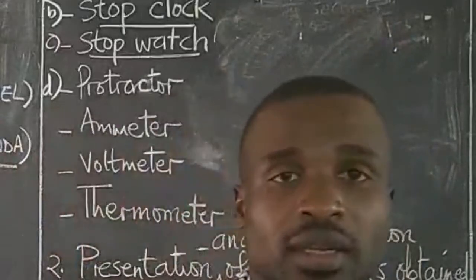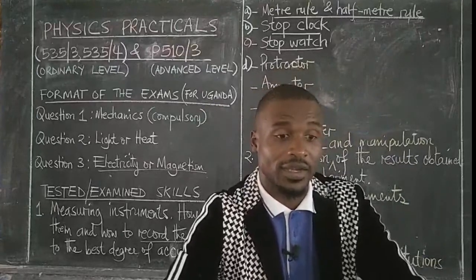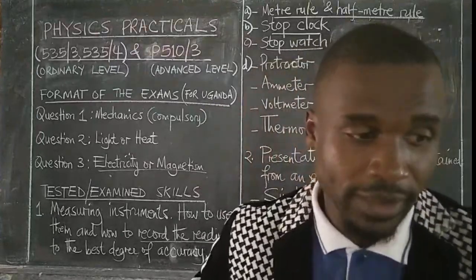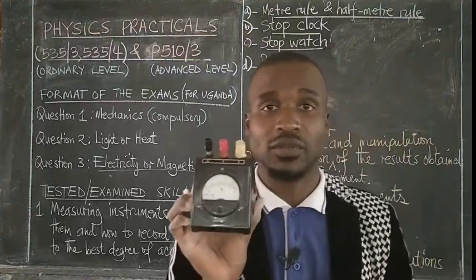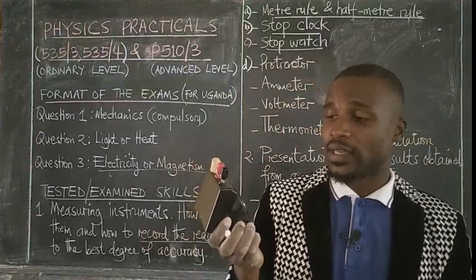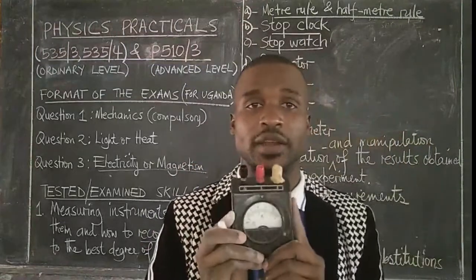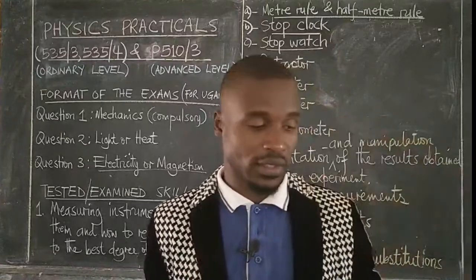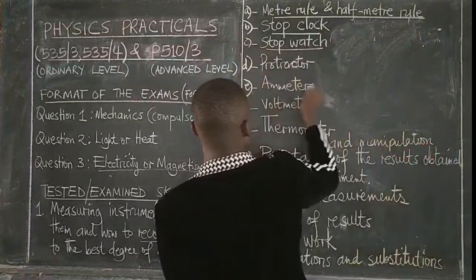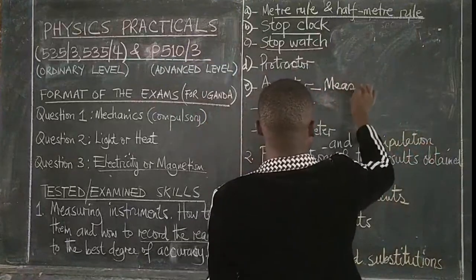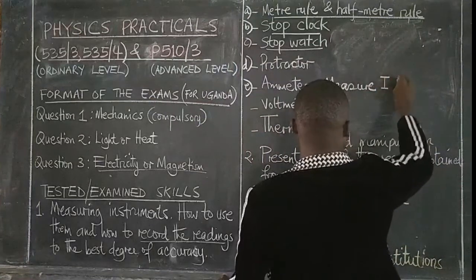An ammeter is used for measuring current. If you do electricity, an ammeter. I'll talk about the details of this when we are looking at electricity, but this is used for measuring current. To how many decimal places? So part E, this measures current. We write it as I, current I.